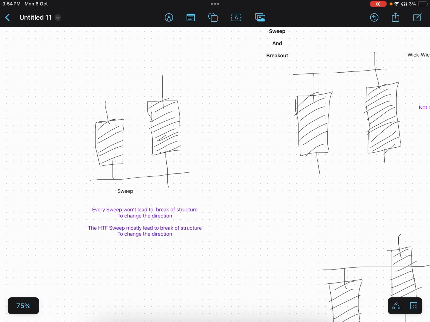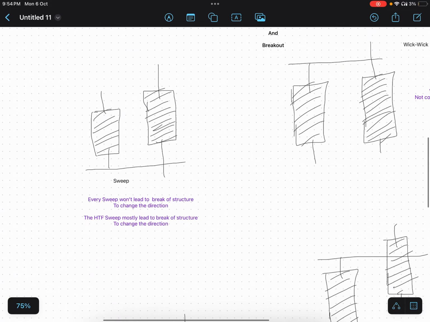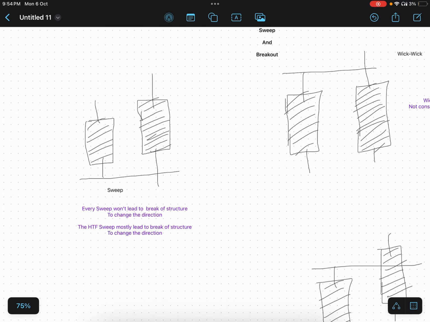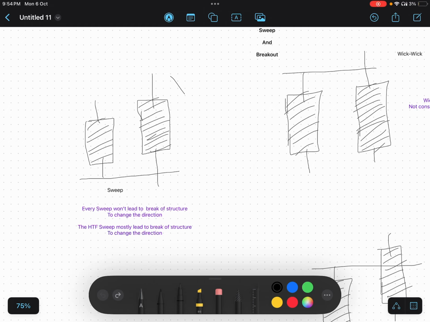Here I mention that not every sweep will lead to a breakout structure that changes the direction. Whenever you have a sweep, it is not a definite sign that the direction will change. But when you see the sweep in a higher time frame, it means it is going to change the direction. So when you see a higher time frame sweep and the breakout structure to the upside, it means the higher time frame trend is going to change, right? So the sweep is a big wick, a stop loss hunt, we call it a sweep. Okay. So this is called a sweep.